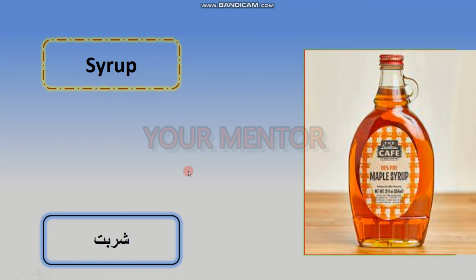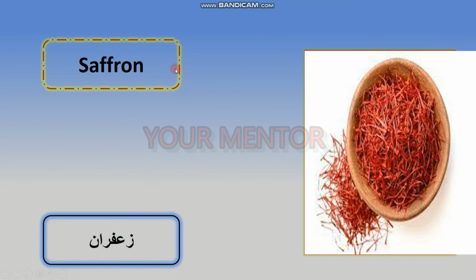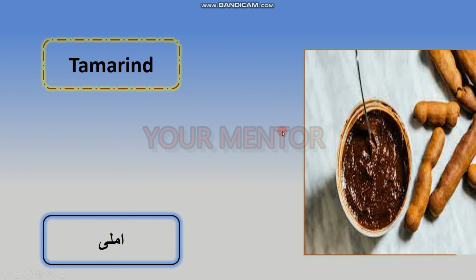Syrup. Syrup in Urdu we call it sharbat. This is syrup. Saffron. Saffron means in Urdu zafran. Tamarind. Tamarind means imli. This is imli.